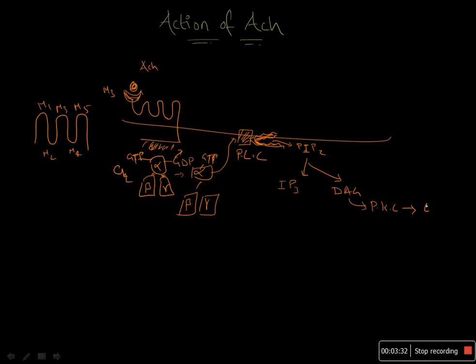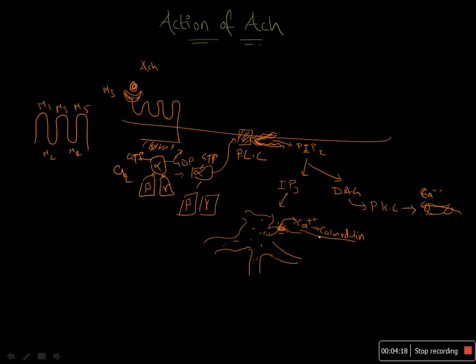This protein kinase C will phosphorylate the calcium channel, so that calcium influx can take place. And in similar fashion, inositol triphosphate would sequester out the calcium from the endoplasmic reticulum. Let's say this is the endoplasmic reticulum, right? And from that endoplasmic reticulum, the inositol triphosphate would activate the calcium pumps, so that calcium is pumped out, and now this calcium will bind with the calmodulin.